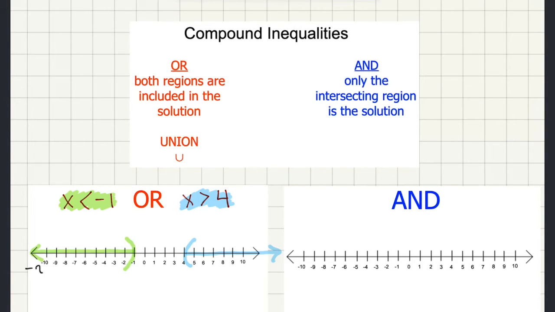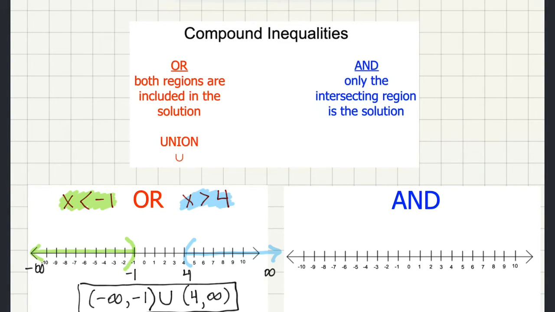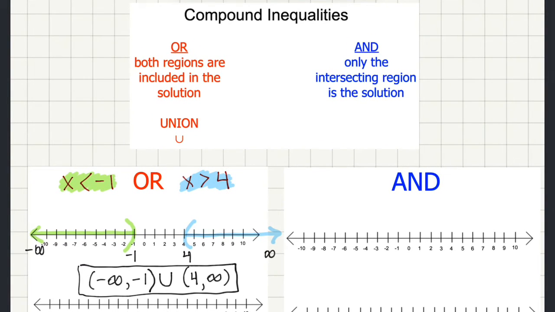Now how we write that is -infinity to -1 and then 4 to infinity. In interval notation, -infinity to -1 with an open interval, union with an open interval 4 to infinity. We have open intervals because of the less than and the greater than. When we have an equal to sign, then we have a closed interval, and I'll illustrate that in the next example with and.